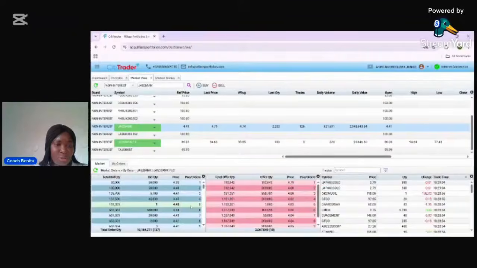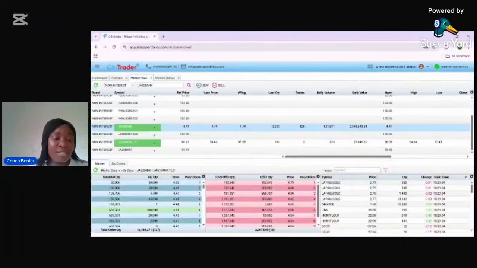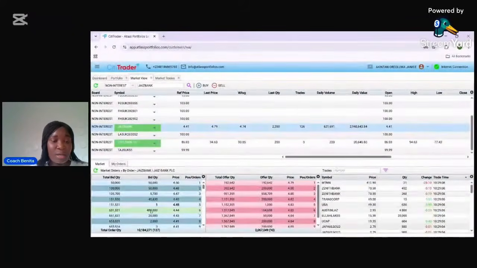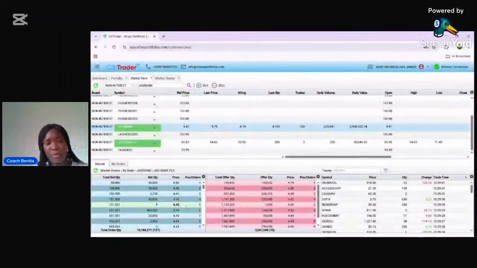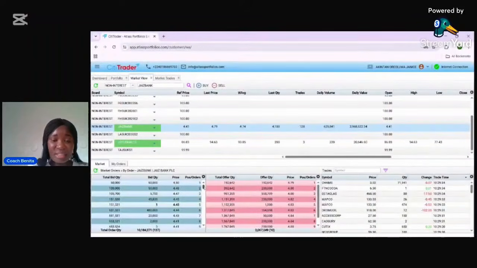Now, the reason I'm showing you this is because I wanted to get ahead of this person that is placing a bid at 448,000, 480,000. I want to place a bid above this person. That was why I placed 4 naira 45 kobo. But buying in the market is also not okay.